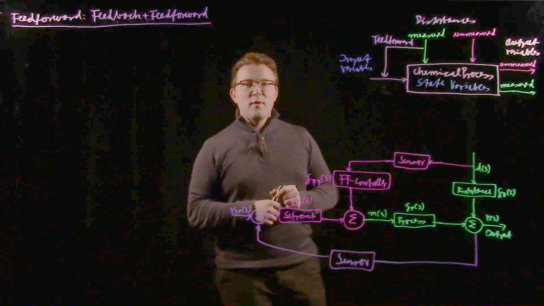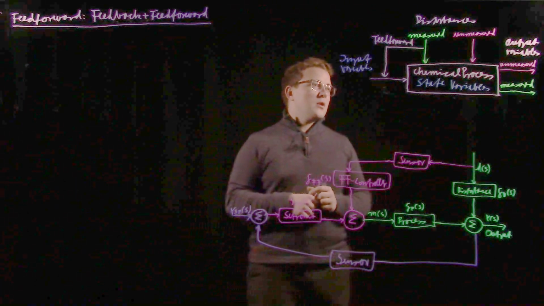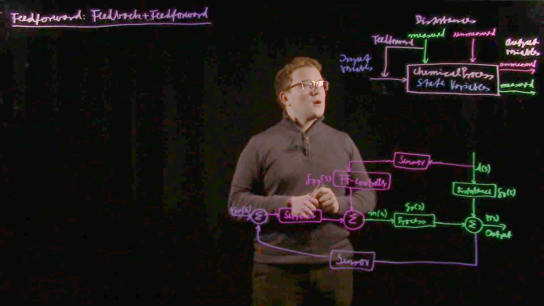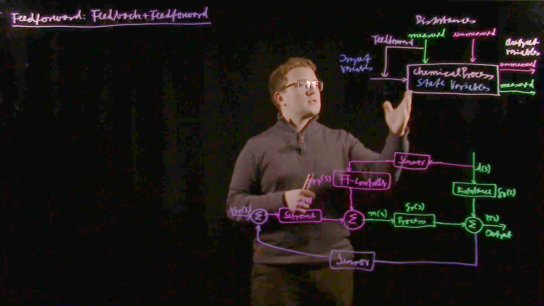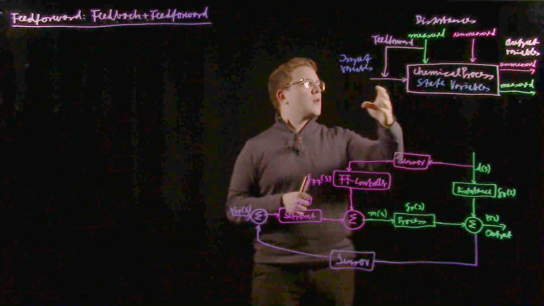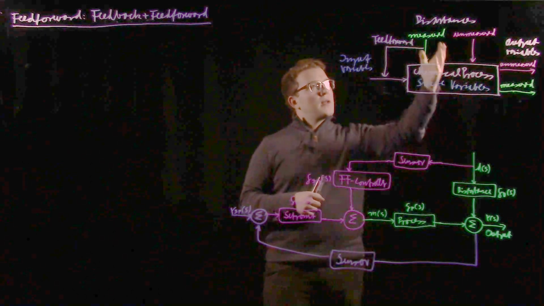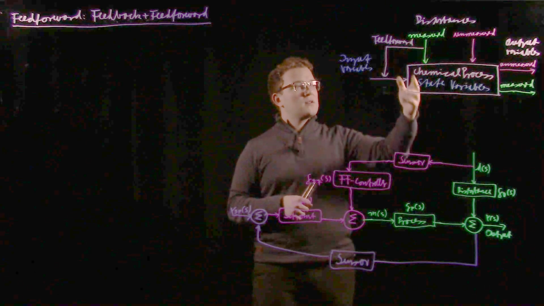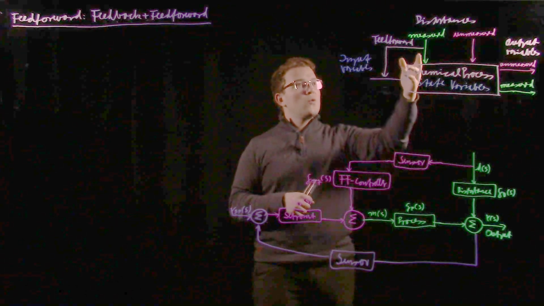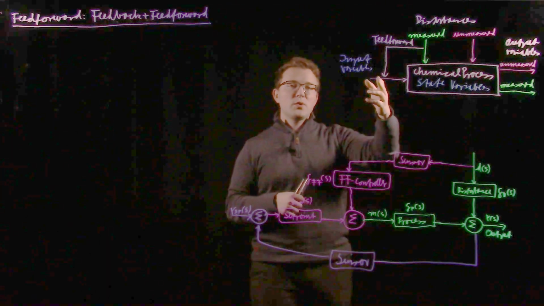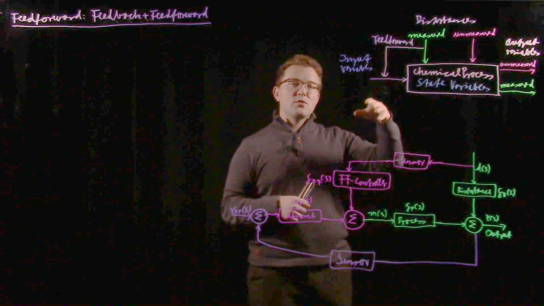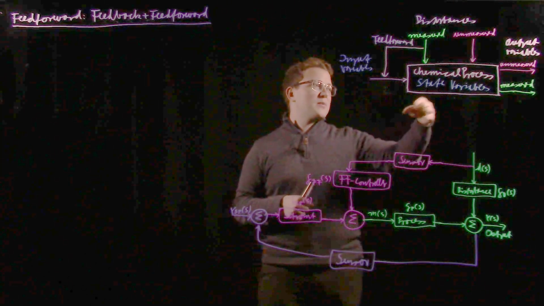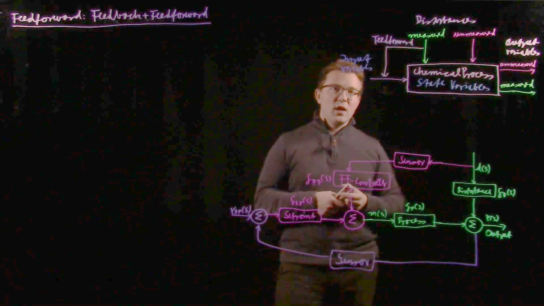So if you remember the last video, you might remember that we have a system, a chemical process with input variables, output variables and disturbances, and that we are measuring the disturbances when they are entering the system, and then we are feeding them forward to our input so that we can react to the disturbances before they are upsetting our outputs.